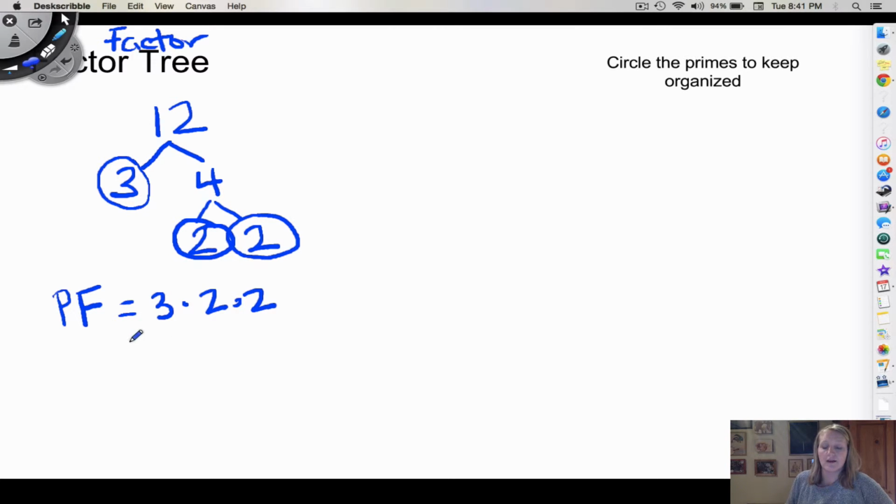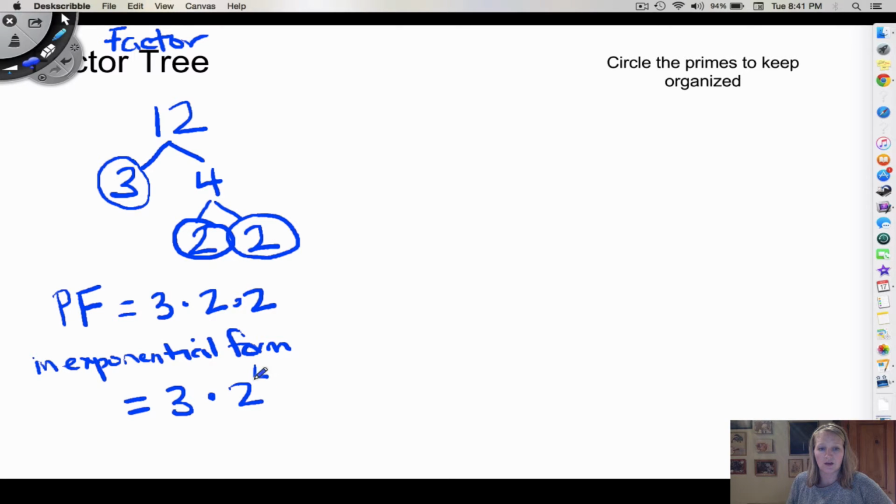Another way that you would be answering this is prime factorization in exponential form. And what that means is we're just going to do a shorthand. So the other way that you would report this is 3 times 2 squared, because there's 2 of these. So 2 to the second power. Okay, this is prime factorization in exponential form, which is one way that you would be asked to do this.